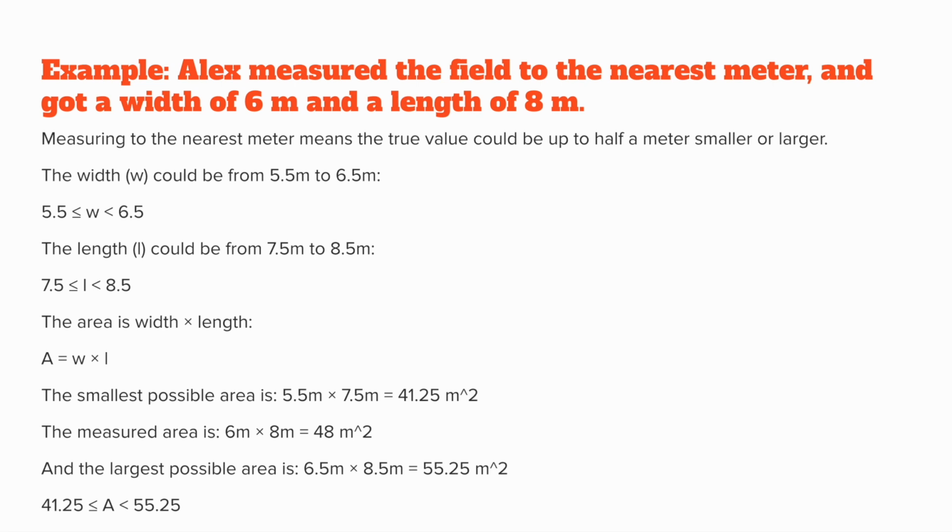So the area is width times length. So the smallest possible area is 5.5 meter times 7.5 meter, which is 41.25 meter square. The measured area is 6 meter times 8 meter, so it should be 48 meter square. And the largest possible area is 6.5 meter times 8.5 meter, which is 55.25 meter square. So the area should be bigger or same as 41.25, but smaller than 55.25.